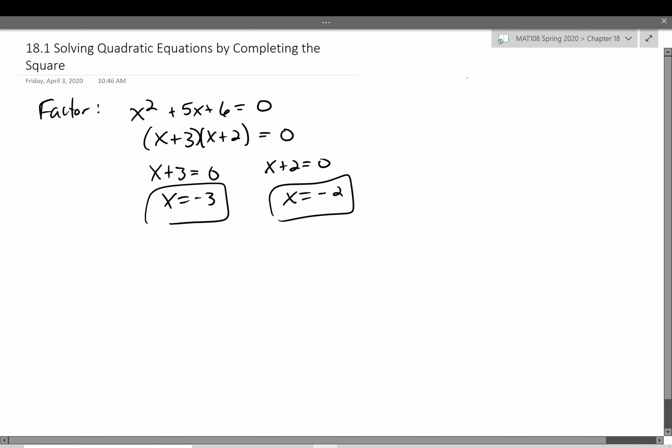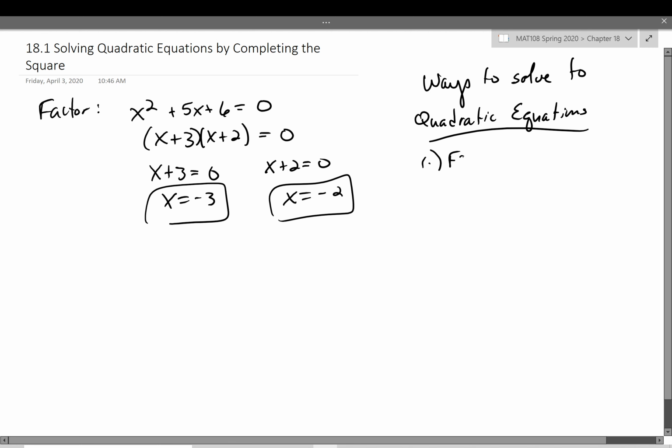There are other ways. The other ways that we're going to learn are not difficult. One is actually more preferable than the rest, and you'll see what I mean when I get there. But let me write this out. Ways to solve quadratic equations. The first way we know is factor. The second way is what we call the square root property, which is the first thing I'm going to show you today. The square root property.